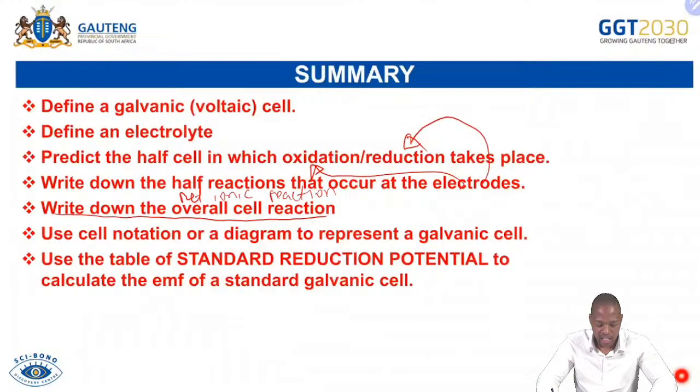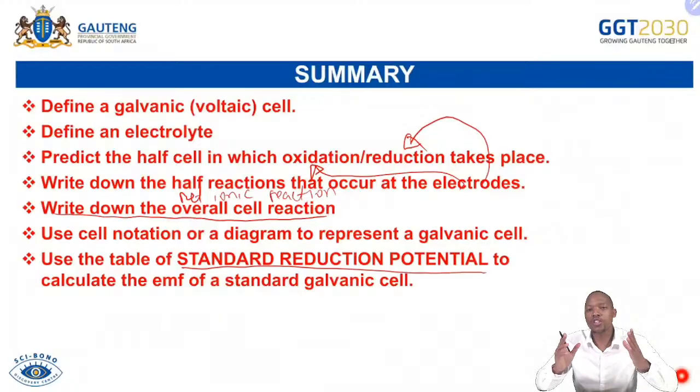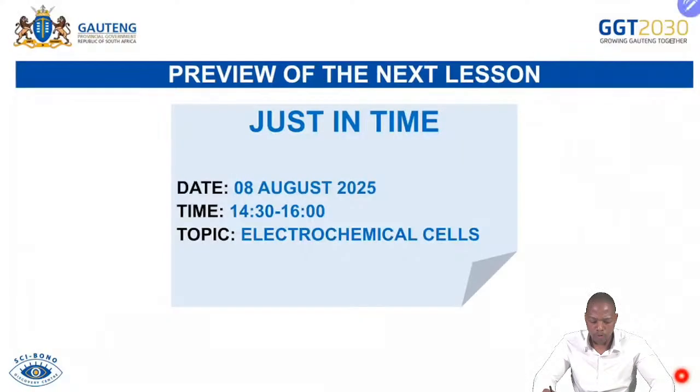Then we have used the cell notation or a cell diagram to represent a galvanic cell, where we had those double lines representing a galvanic cell. We have also used the table of standard reduction potentials to calculate the EMF of a standard galvanic cell using the formula E naught cell equals E naught cathode minus E naught anode. That's what we have actually looked at, and that is the galvanic cell for you. More practice will help you to understand this galvanic cell and to actually turn it into a distinction by grade 12.